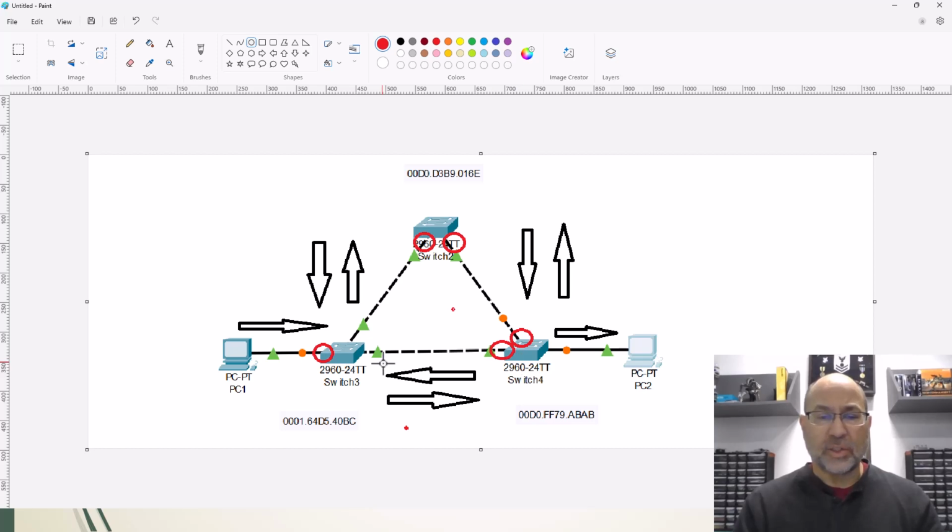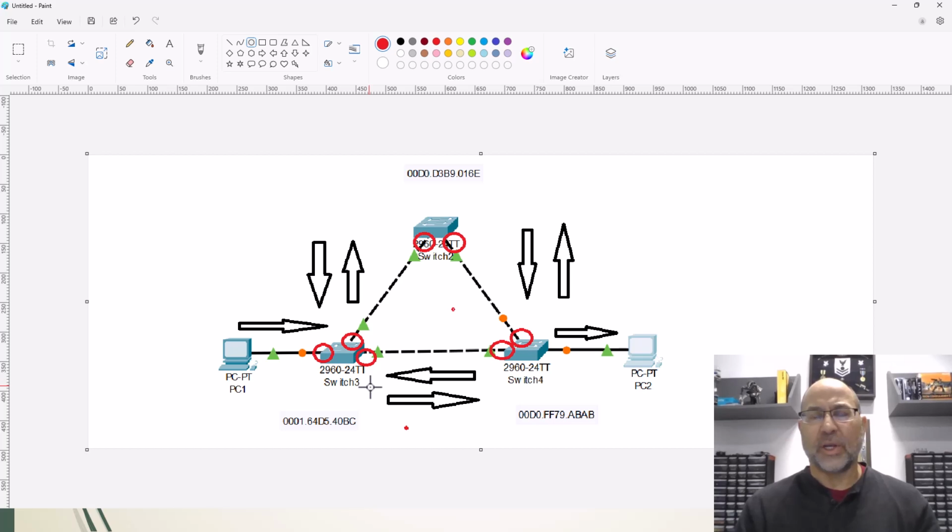This goes across to switch 3 and down from switch 2 to switch 3, depending on the timing of the messages, right? Switch 3 would believe that PC1 is on the upper port, and then it might believe that it is on the port connected to switch 4. So where does this MAC address really live? MAC address table or source address table instability.